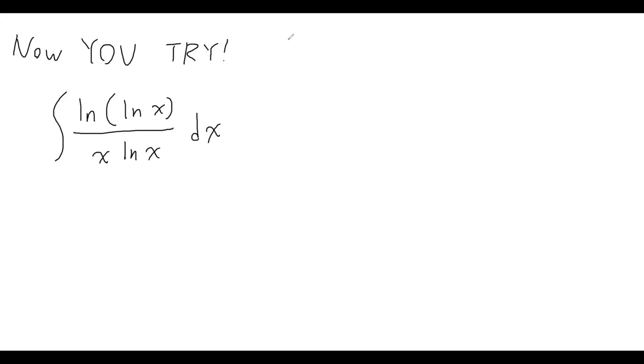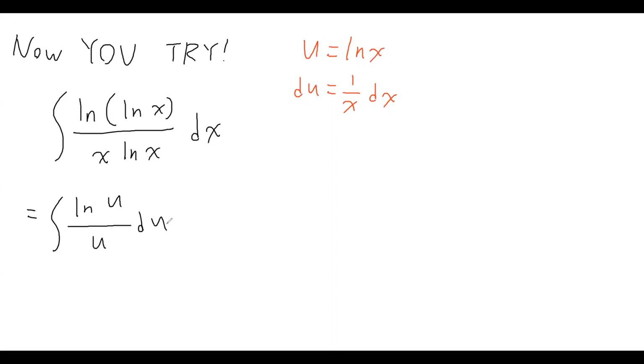All right, so let's see. Off the top of my head, I probably would want to do u sub. So u is ln x, and then du is 1 over x dx. And let's see, what do we have here? That'll become ln of u over u du. And that actually looks familiar to our last example.